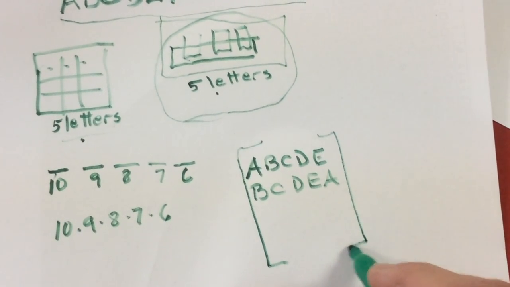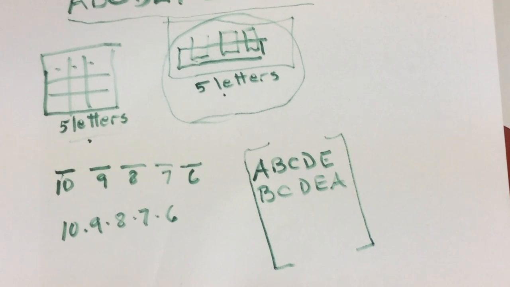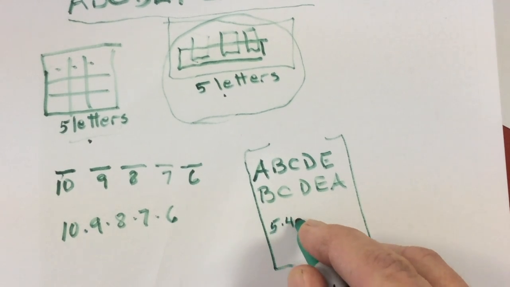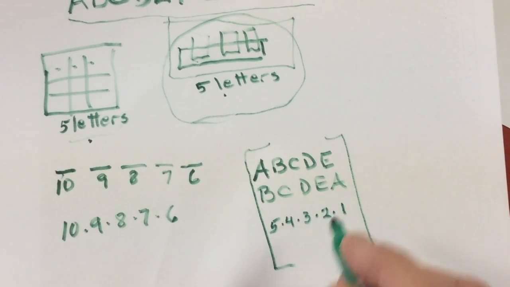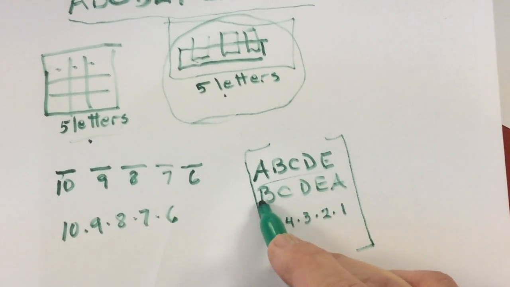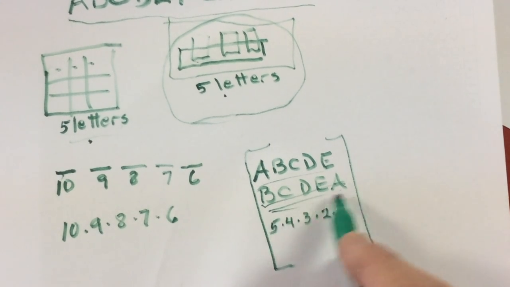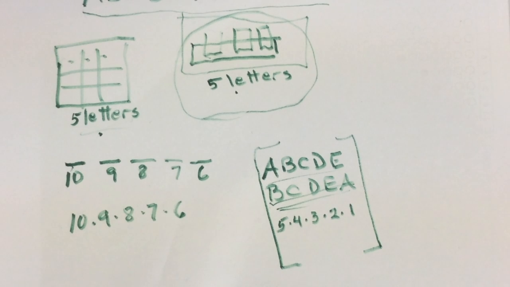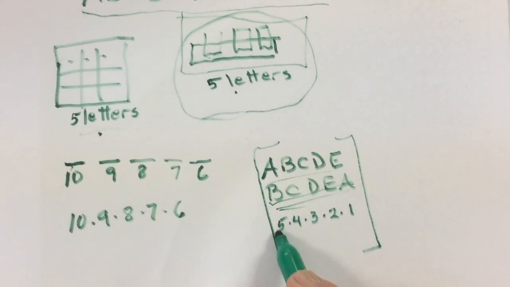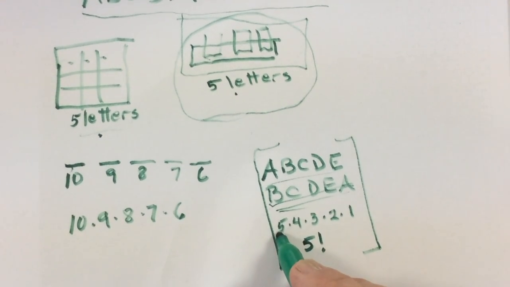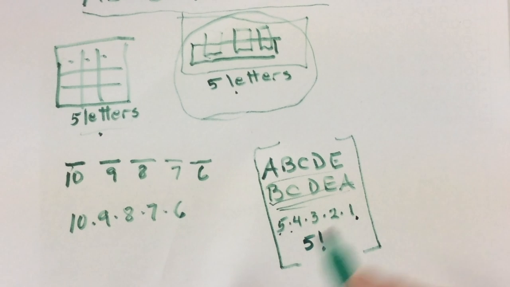How many different ways can I arrange A, B, C, D, E? How many different orders are there? Anybody know? 5 times 4 times 3 times 2 times 1. Okay. That's how many different ways I could take the same 5 letters and change their orders around. That means for every 5 factorial, right? This is called 5 factorial. Factorial means you start with the number and then go down one by one until you get to 1 and multiply them together.